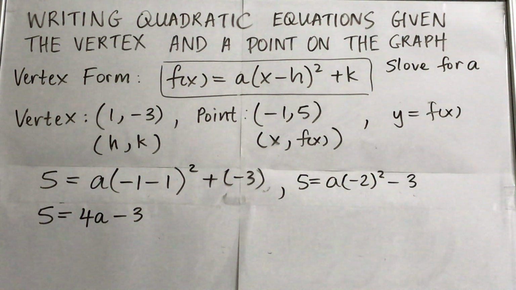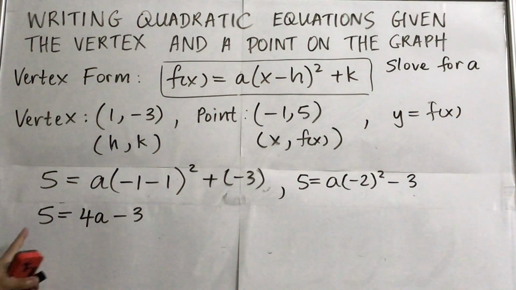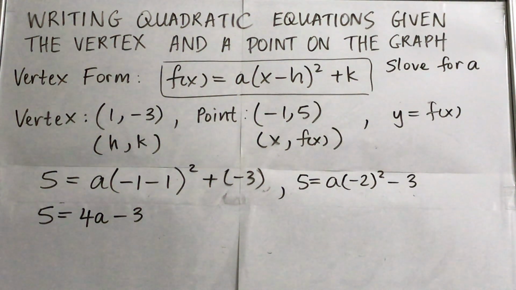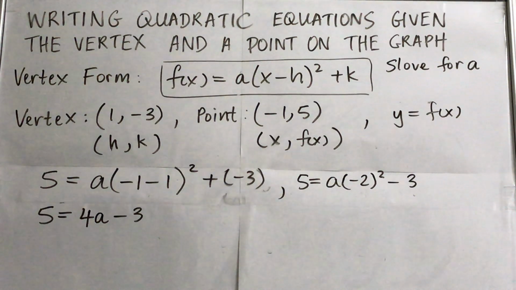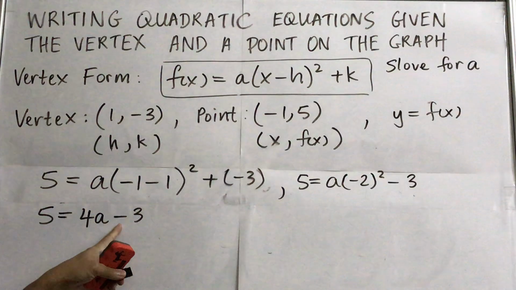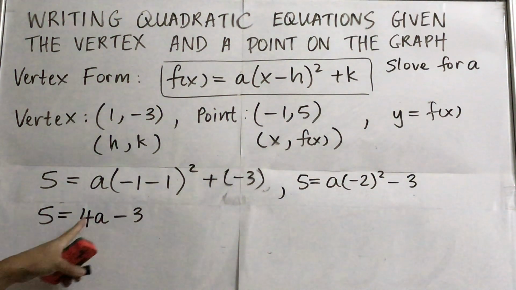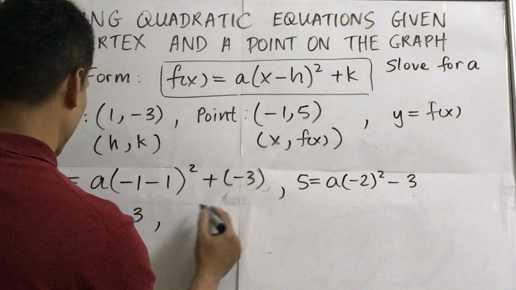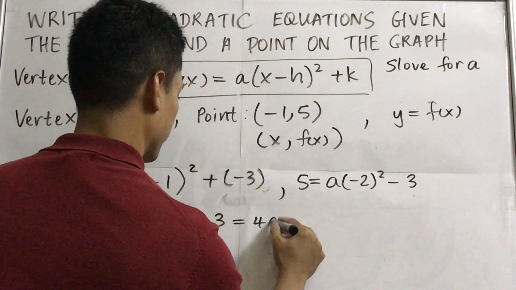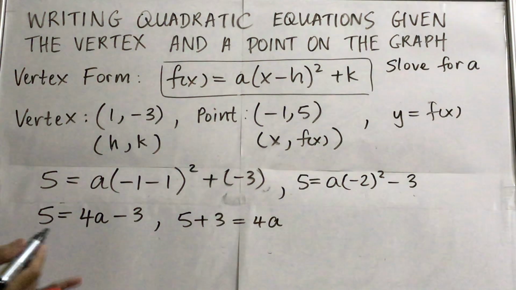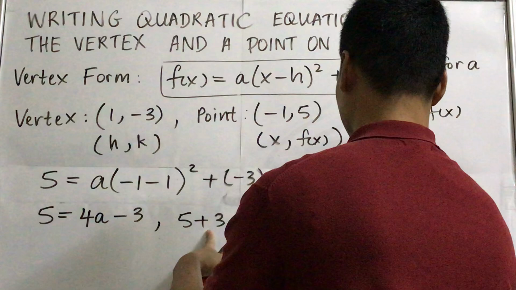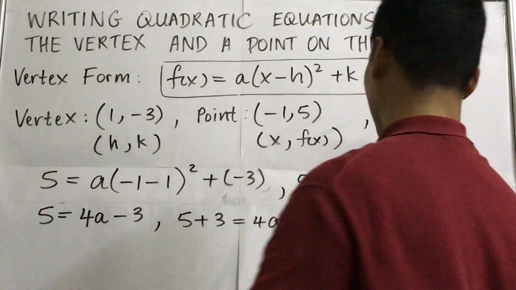Okay, what needs to be done here? We want to get a by itself, so what should we do? This is a two-step equation. We should try to deal with this -3. To get rid of this -3, we move it to the other side. It becomes 5 plus 3 equals 4a. And let's keep simplifying as we go along. 5 plus 3 is 8, so 8 equals 4a. Now, second step.